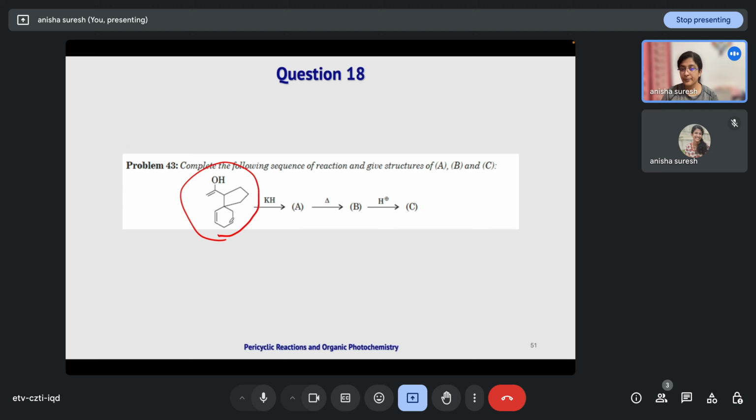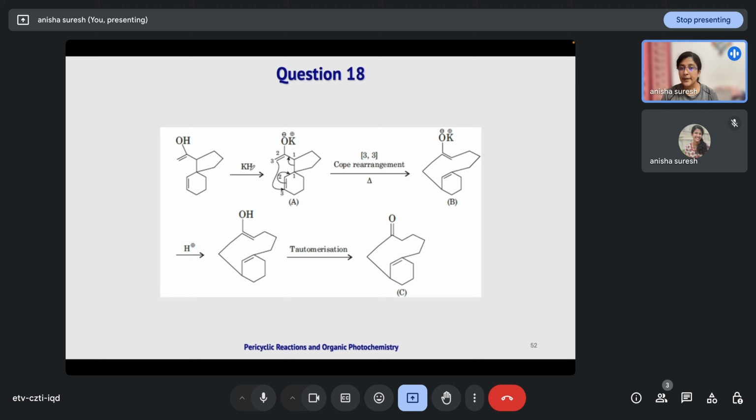So from this system, it is clear that it will undergo a 3,3 sigmatropic rearrangement. And since KH is involved, it will result in the formation of O minus, and this is an example of anionic Cope rearrangement. So this will be the mechanism. In the presence of KH, the OH proton will be abstracted, resulting in the formation of O minus K plus. So that is A.